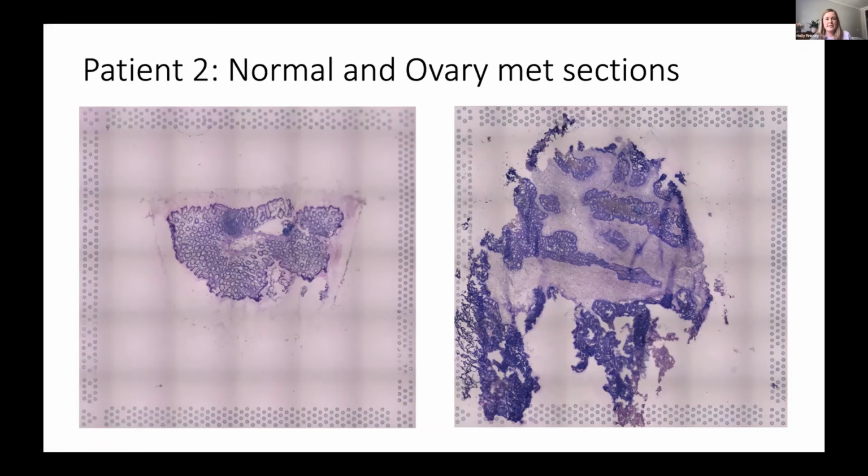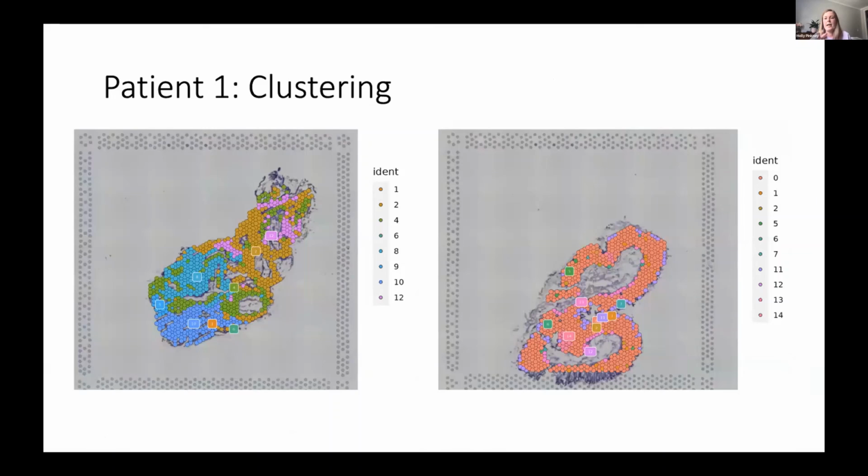So after sectioning everything, I aggregated all of the samples from both patients into one big kind of super pool, and then I performed dimensionality reduction and clustering. So this means that clusters can appear more than once on any given slide. For example, a cluster in patient 1 could also appear in patient 2 if the gene expression profile of the spots was similar enough.